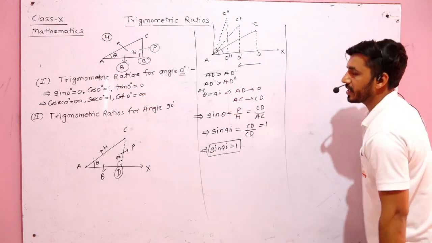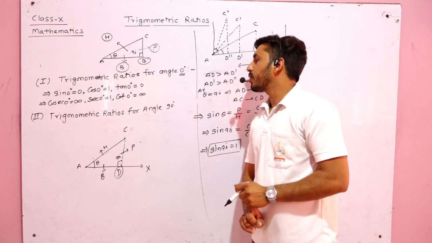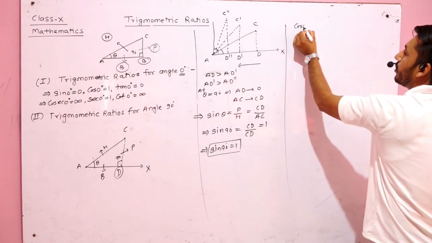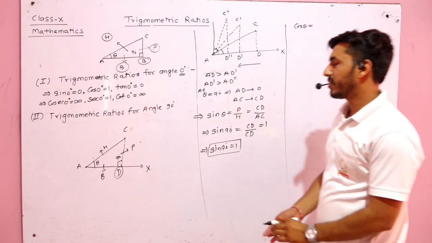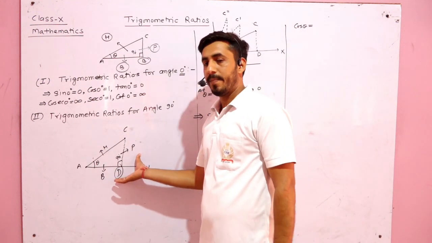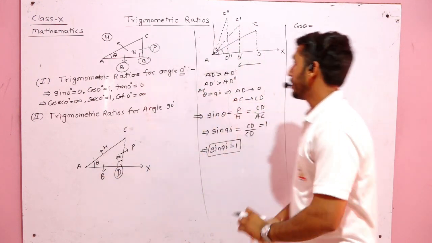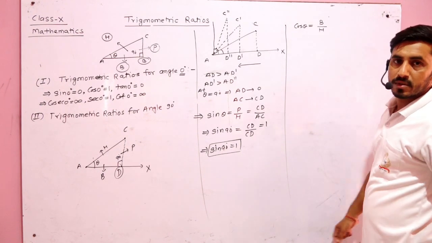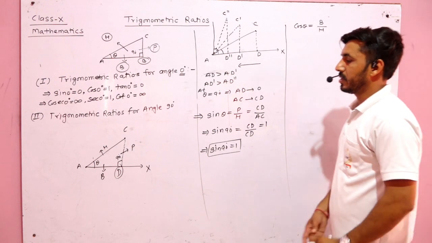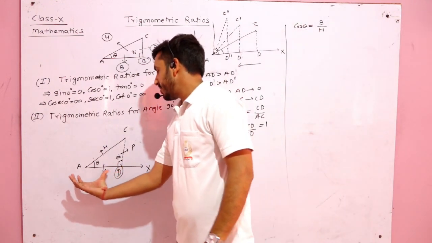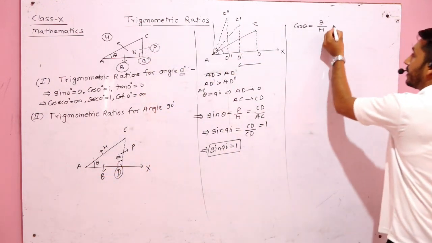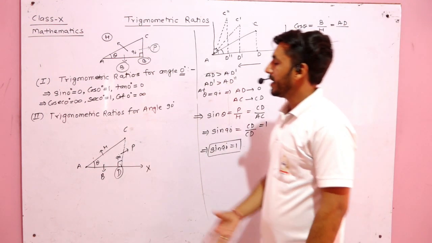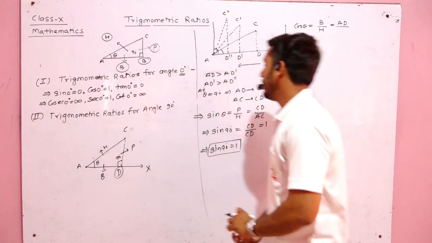The next trigonometric ratio is cos theta. We know cos theta is equal to, you can see from this diagram, base upon hypotenuse. What is the value of base? You can see the base is given by AD. Then the value will be AD upon, what is the value of hypotenuse? It is AC.